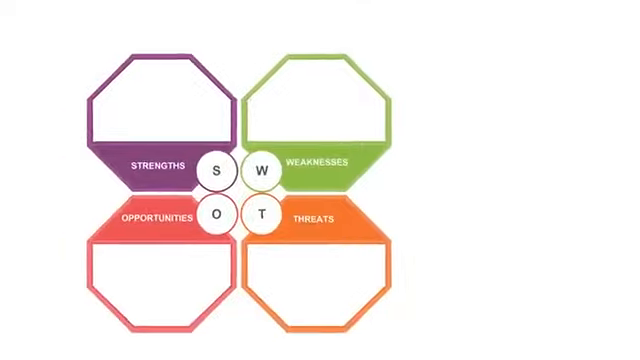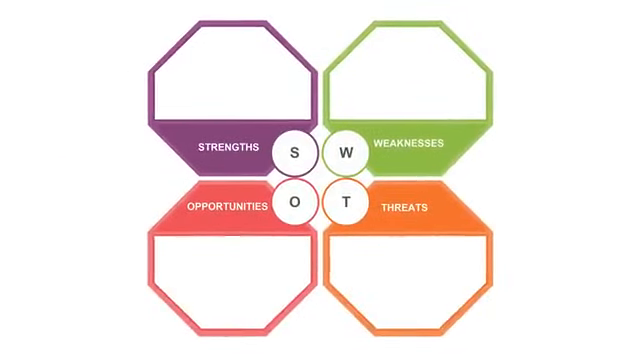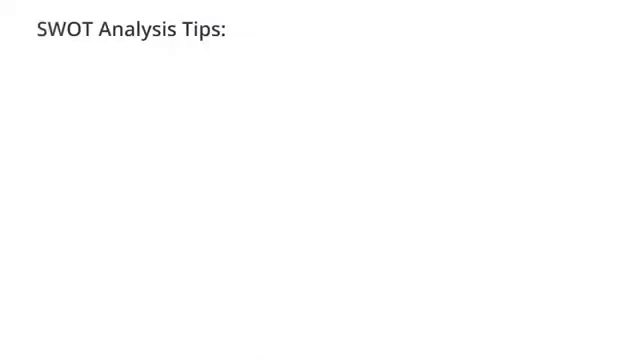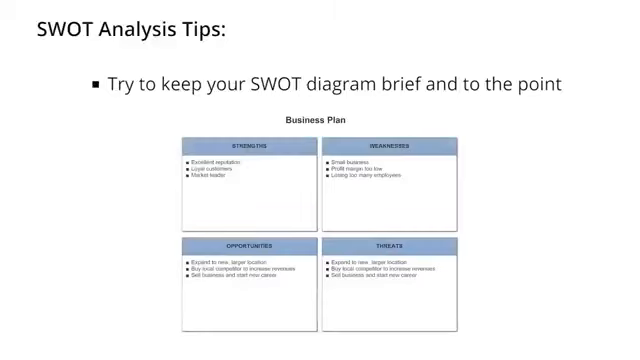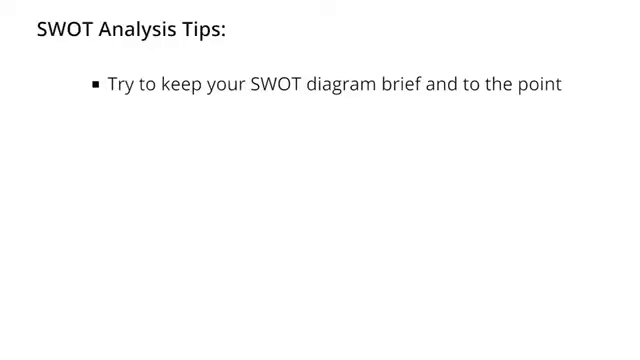Also, you'll very likely have the same factors listed in more than one of these categories. You can see how a company's weakness, for example, its lack of presence in a marketplace, could also be a major opportunity going forward. Here are some things to keep in mind while doing a SWOT analysis. Try to keep your SWOT diagram brief and to the point. Include the most pertinent details, but don't bog it down with too much explanation within the diagram. You can go into greater detail during meetings or in reports.